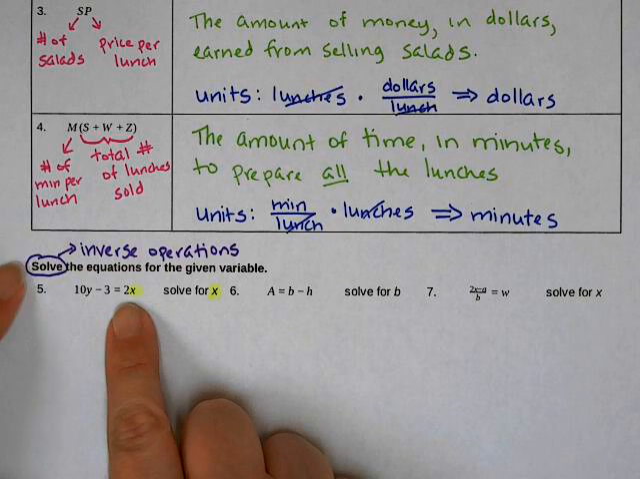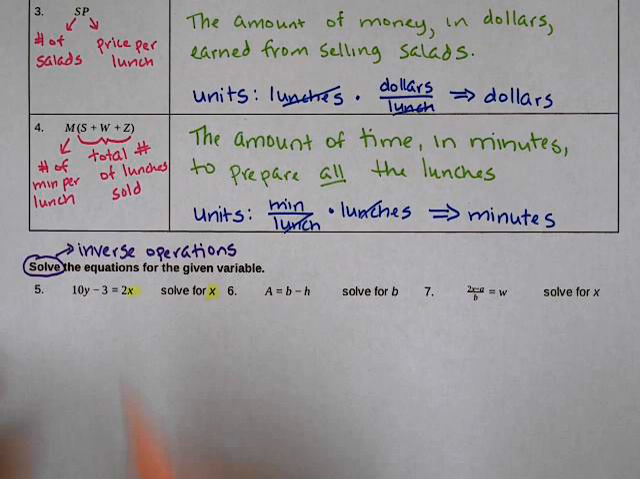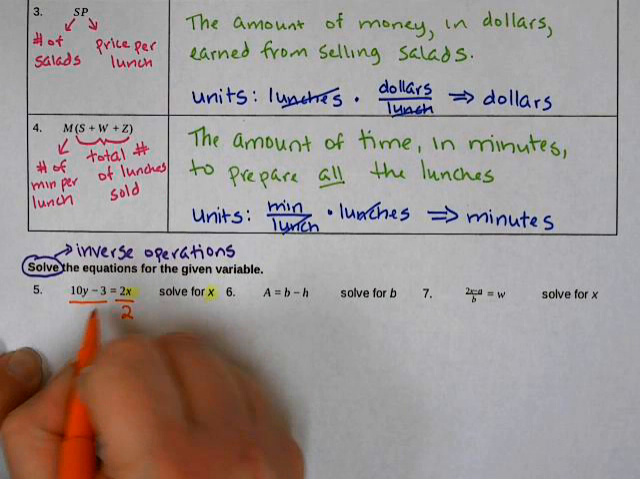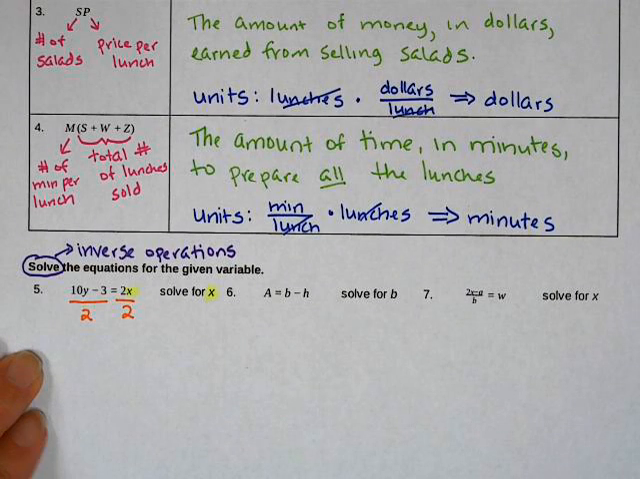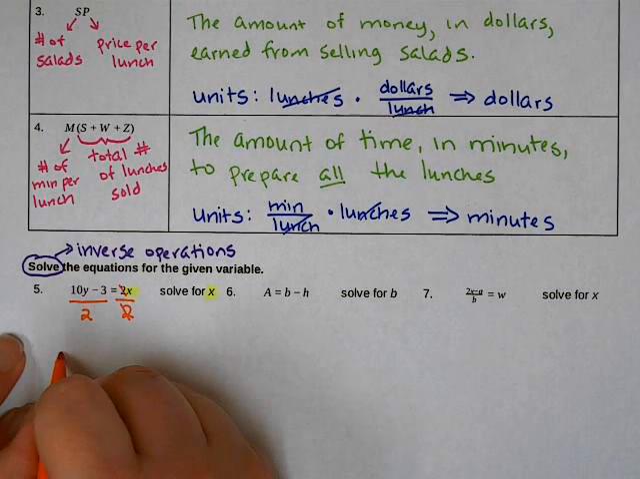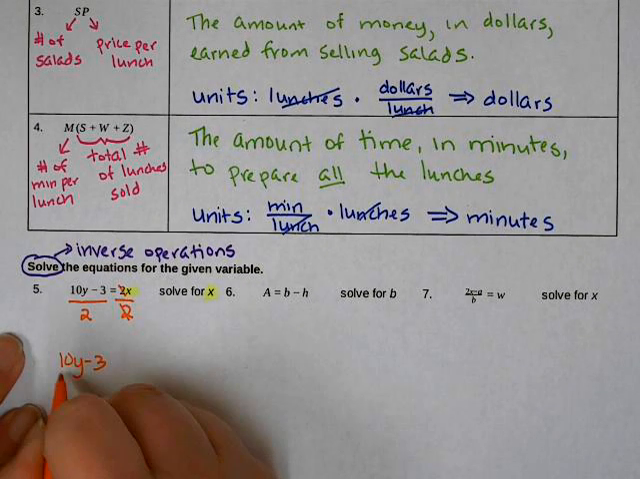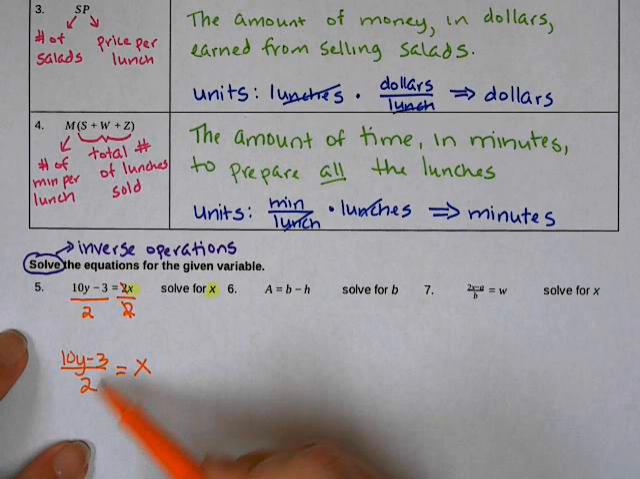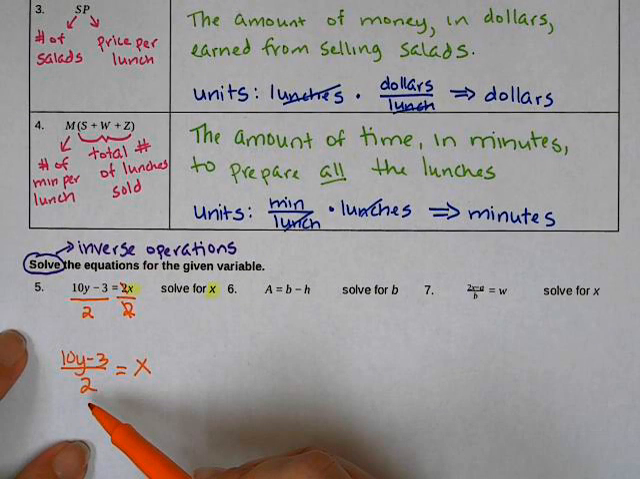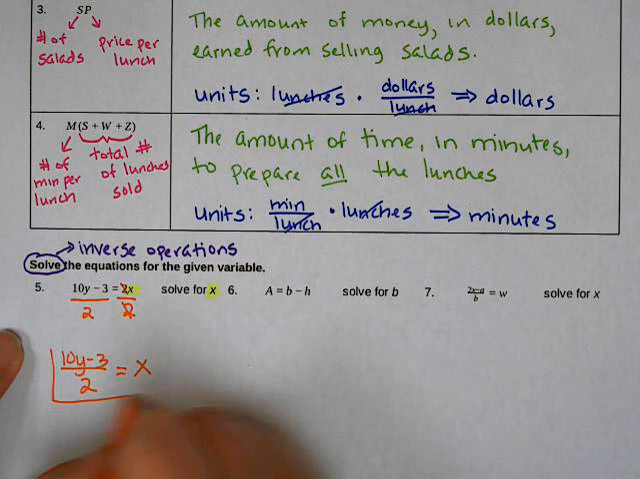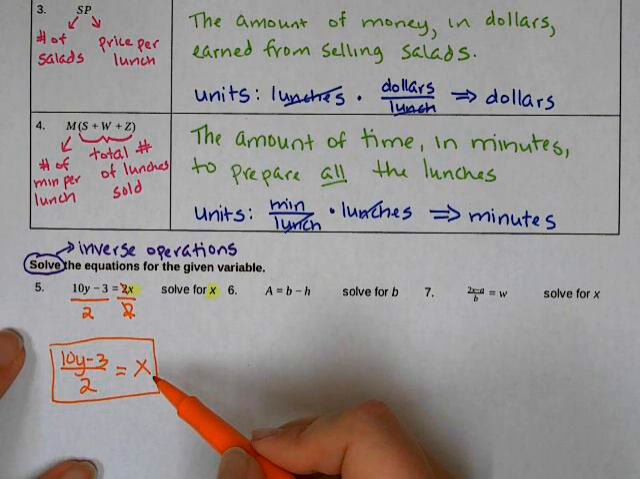So since it's 2 times x, the way for me to solve that is going to be to divide by 2. And I know if I divide by 2 on one side of the equal sign, I have to divide by 2 on the other side because I have to keep it balanced. And when I do that, these 2's cancel each other. So I get 10y minus 3 all divided by 2, and that's equal to x. Now there's nothing I can do on the left side here because there's no like terms. There's nothing for me to distribute. And even if I try to divide, I'm going to end up getting a fraction still. So I'm actually just going to leave it alone because I got the x by itself and I did what I was supposed to.